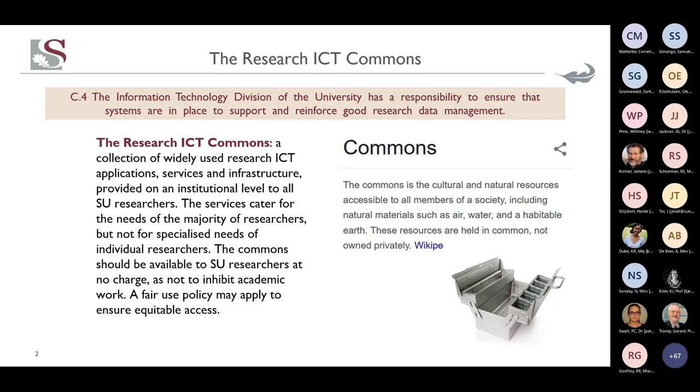You might know the concept from the Natural Commons, which is a collection of resources, and in our case, it can be applications, services, infrastructure, that are available to all SU researchers, ideally at no charge. And this core ICT commons is intended to meet the requirements of the majority of researchers at the university. So there will always be highly specialized requirements that cannot be met by the commons, and those we will address on a case-by-case basis.